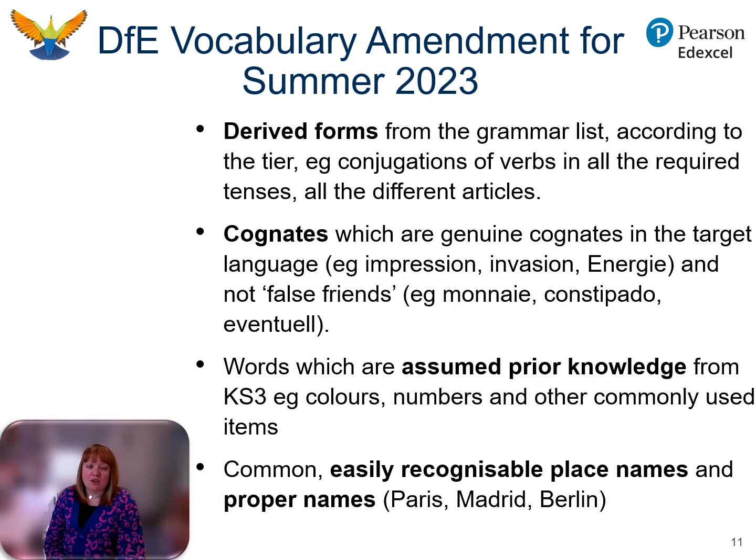Derived forms from the grammar list according to the tier, e.g. conjugations of verbs in all required tenses and the different articles. Cognates, which are genuine cognates in the target language and not false friends. Words which are assumed prior knowledge from Key Stage 3, for example, colours, numbers, and other commonly used items, and common, easily recognisable place names and proper names.